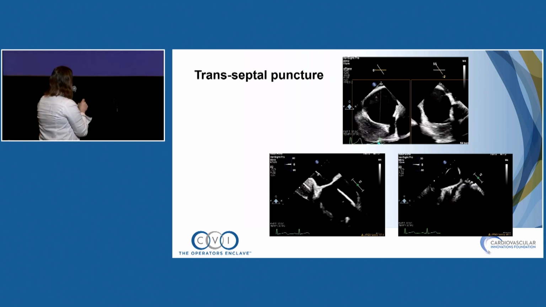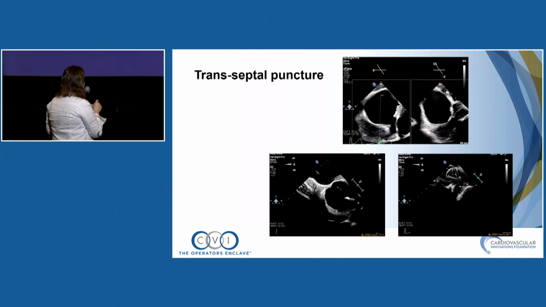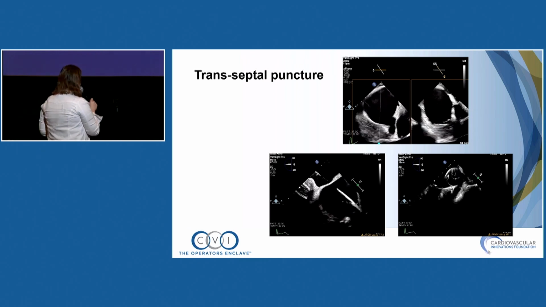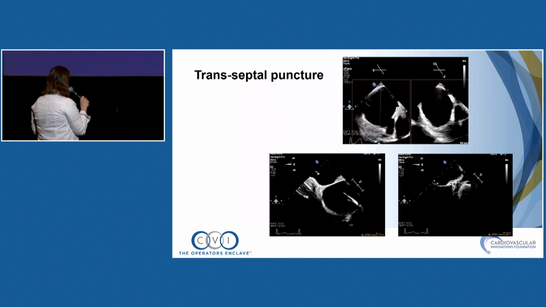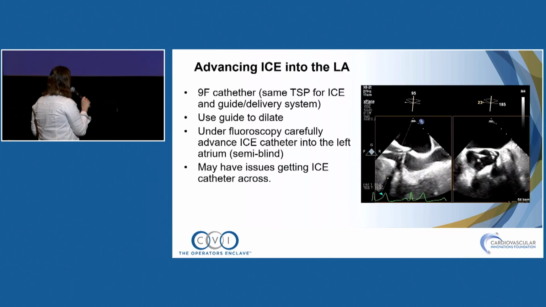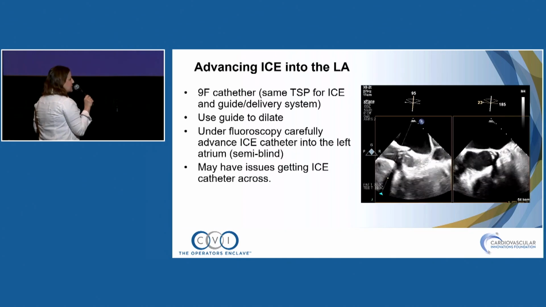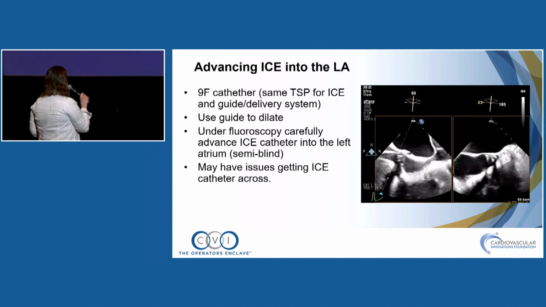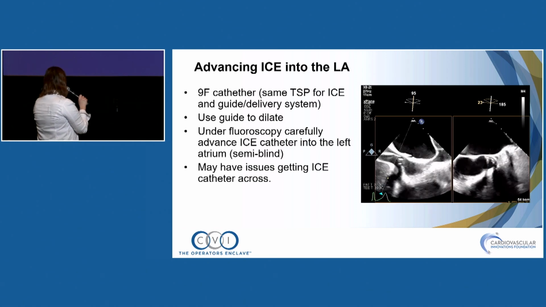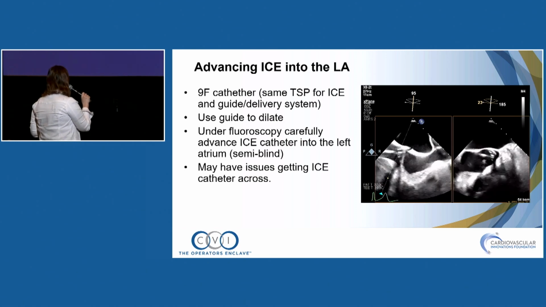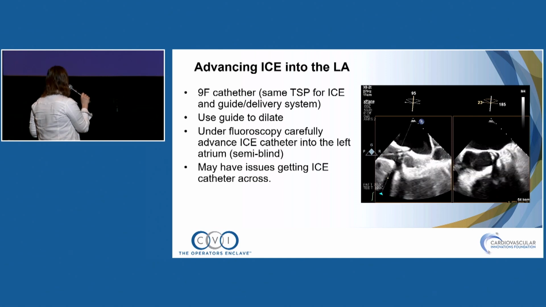You could see the dilator going across in the bottom left, and you could see your wire in the left atrium in the bottom right, and these are all with ICE. So now you need to advance the ICE catheter into the left atrium. The Verisight is actually the smallest of the 3D ICE catheters available.